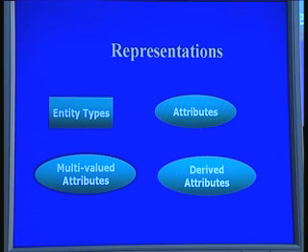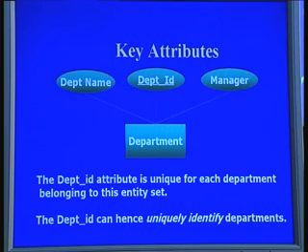So, here is again a review of the representations. Entity types are defined by boxes, and attributes are defined by ovals, and different kinds of attributes have different kinds of ovals. Maybe it is not completely visible here. The multi-valued attributes are defined by an oval having a double line, and similarly derived attributes, those which can be derived from other attributes, are defined by a dotted line instead of a solid line.